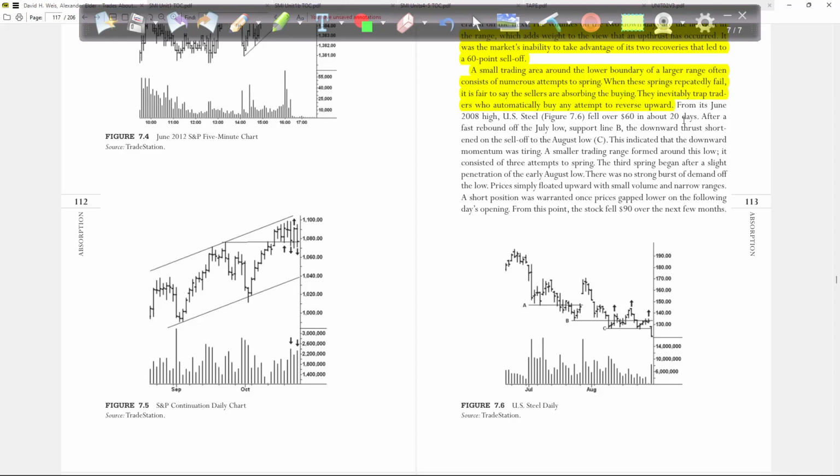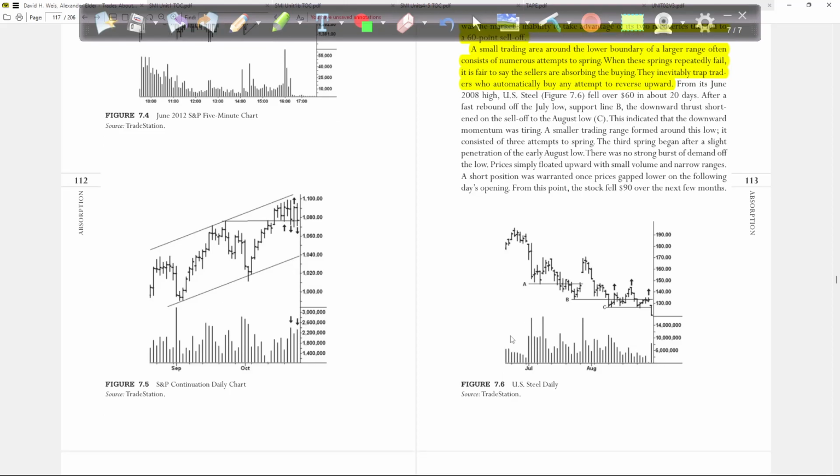Okay. Now, from its June 2008 high, US Steel, figure 7.6, fell over $60 in about 20 days after a fast rebound of the July low. Support line B here. The downward thrust shortened on the sell-off to the August low, point C. This indicated that the downward momentum was tiring.